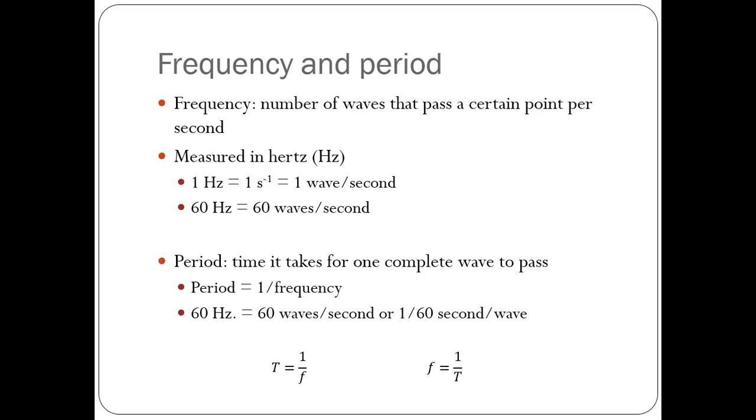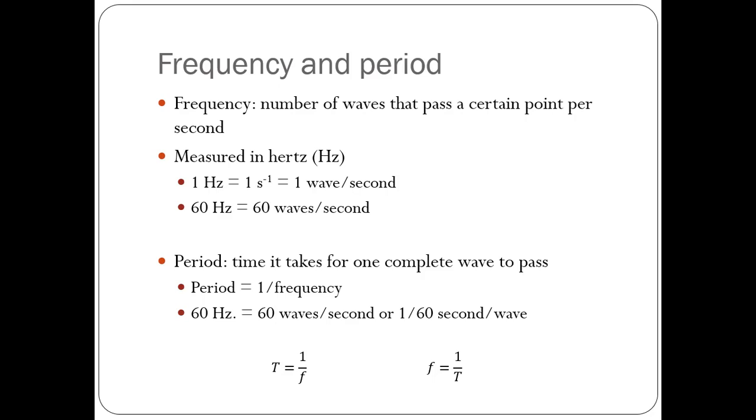So how do frequency and period relate to one another with waves? We've already seen this relationship when we looked at simple harmonic motion or circular motion. Frequency is a measure of how many waves pass by a specific point during a given second or a specific amount of time. It's measured in hertz. 1 hertz is 1 inverse second or 1 wave per second. So if you had a wave with a frequency of 60 hertz, that'd be 60 waves passing by a location every second.